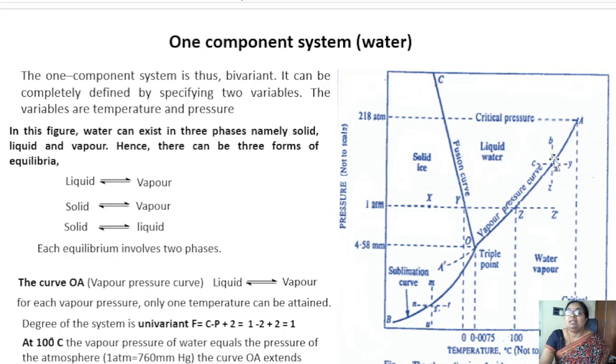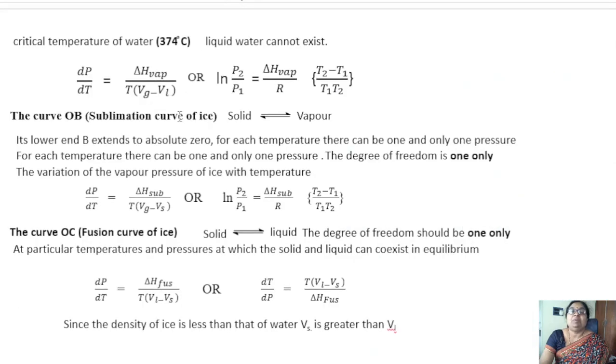If we apply the Clausius-Clapeyron equation, the change in pressure with respect to the change in temperature is the enthalpy of vaporization divided by T into Vg minus Vl. So R ln of P2 by P1 is equal to the enthalpy of vaporization divided by R into T2 minus T1 divided by T1 into T2.